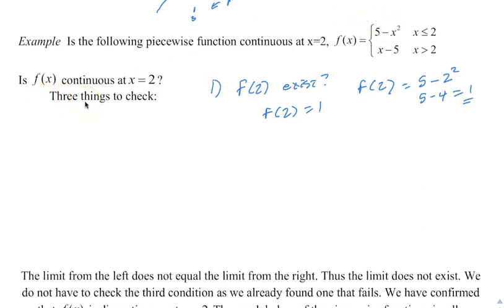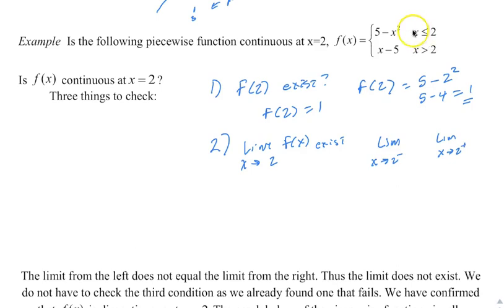If you remember, our second thing is, does the limit exist? Does the limit as x approaches 2 of f of x exist? Now, the way you do limits, remember, you've got to check both sides. In this case, we don't have a straight function. This piecewise function is broken up at 2. So you've got to check the limit from the left and the limit from the right.